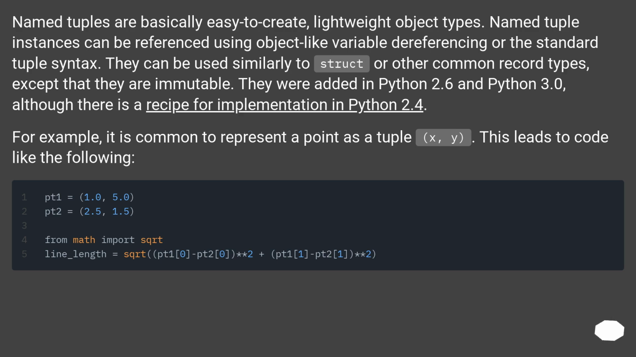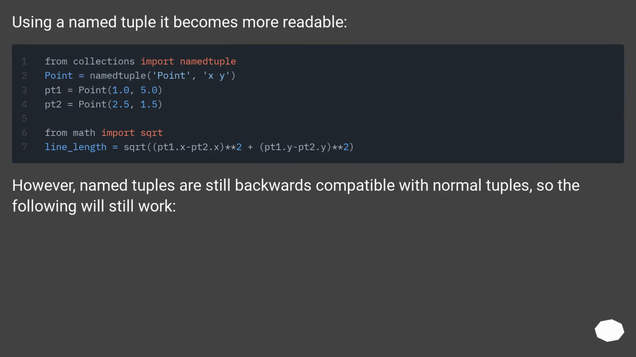For example, it is common to represent a point as a tuple, x, y. This leads to code like the following. Using a named tuple, it becomes more readable. However, named tuples are still backwards compatible with normal tuples, so the following will still work.